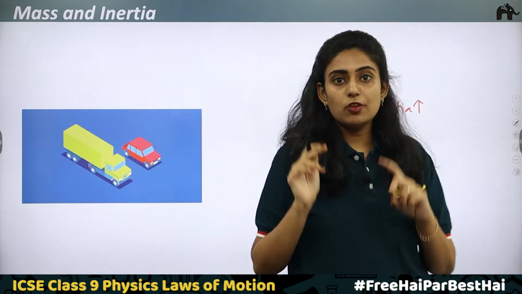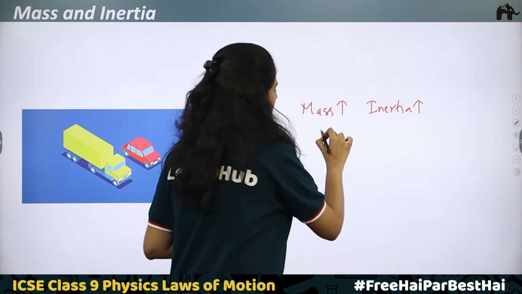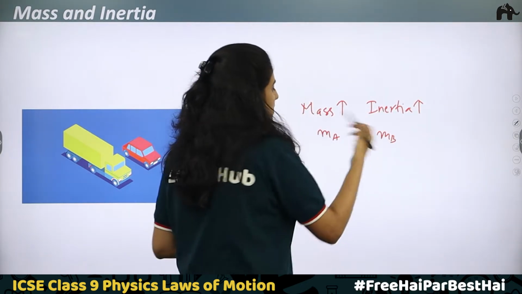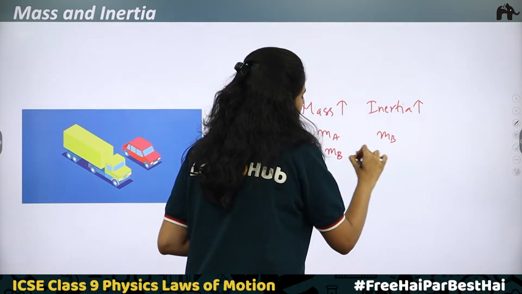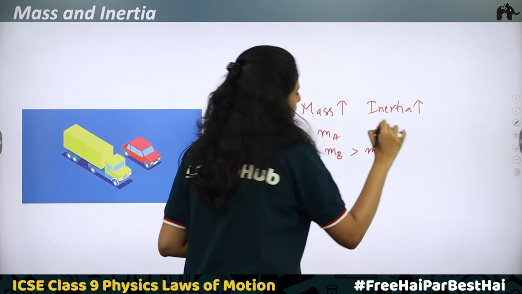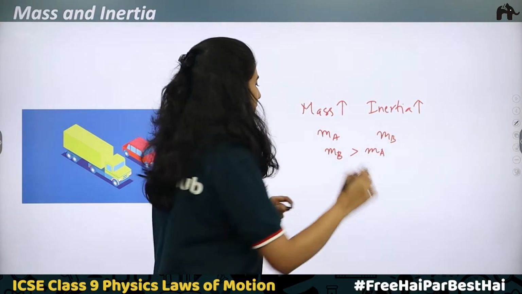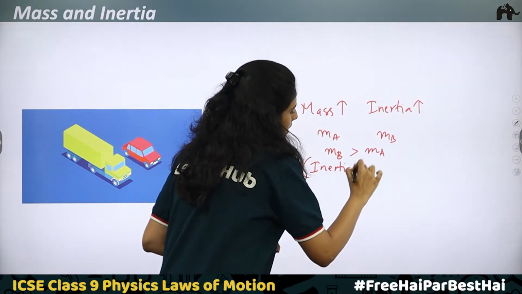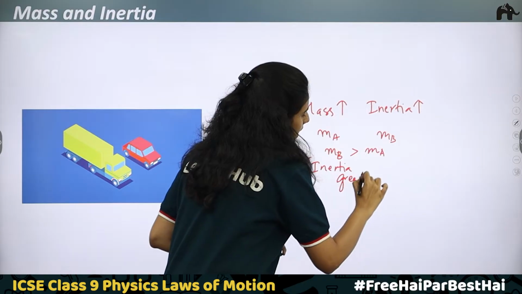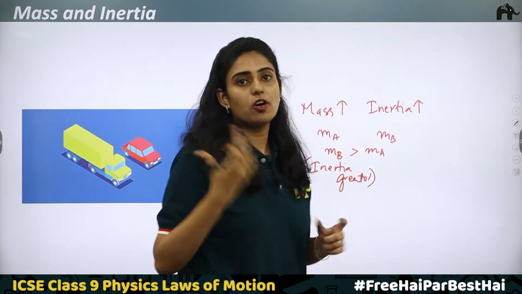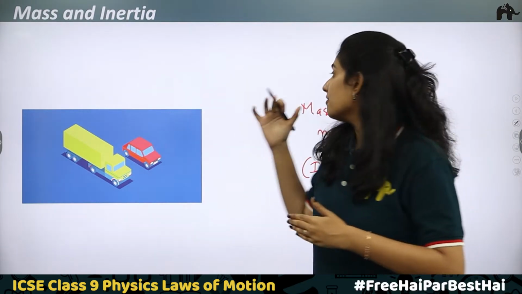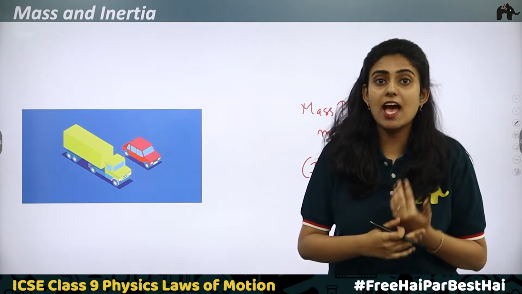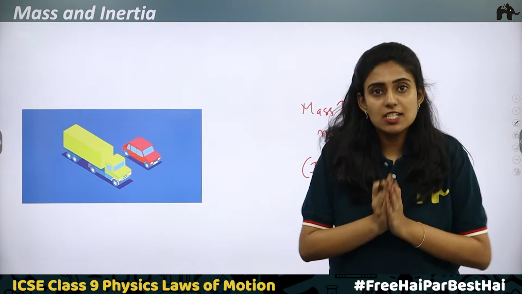Okay, that is if you have two bodies of masses MA and MB. Let us say that the mass of second body MB is greater than the mass of first body MA. In that case, inertia will be greater in case of the second body B. Why? Because when mass increases, inertia also increases. A body with greater mass will have greater inertia.